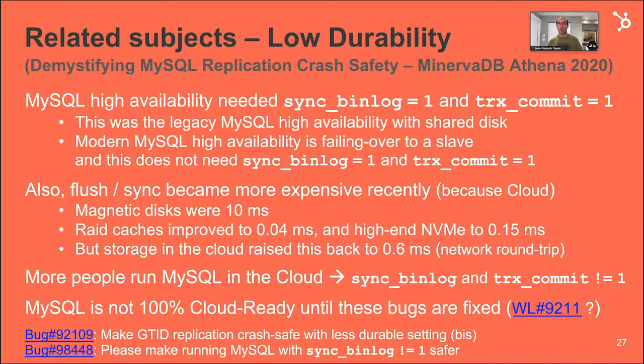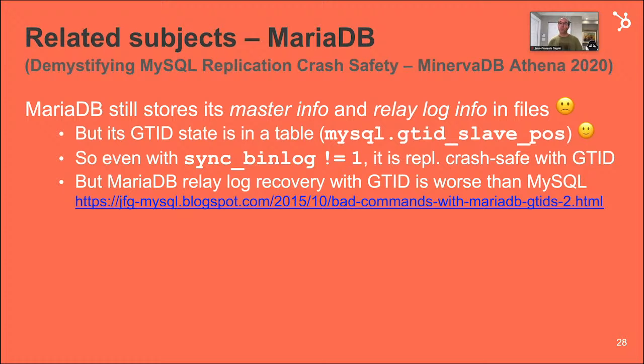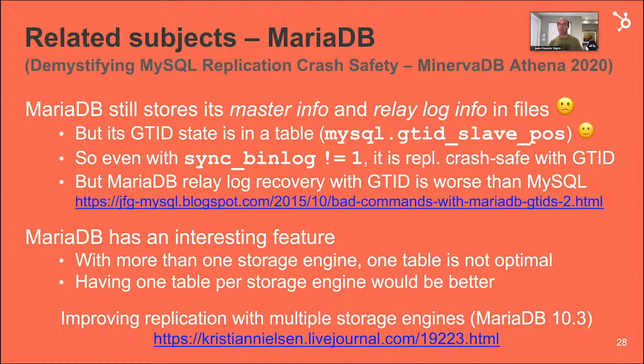So we didn't talk much about MariaDB. MariaDB still stores master info and relay log info in files. It's disappointing, but it always stores its GTID position in a table, and that is good. So it means it's replication crash safe even with low durability. But its relay log recovery is really not good. If you want to know more, you can read my blog post about this.